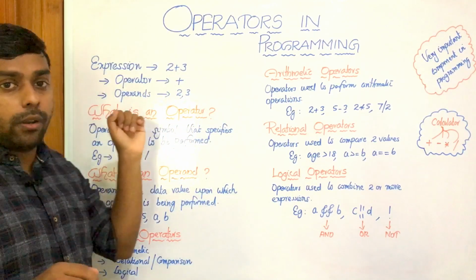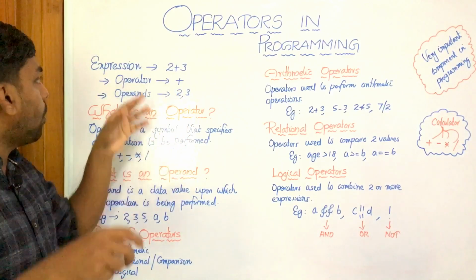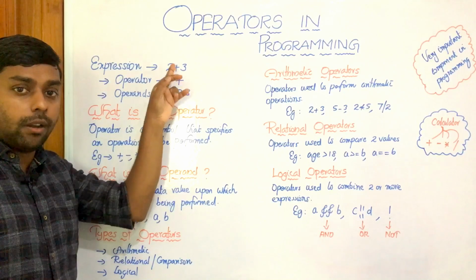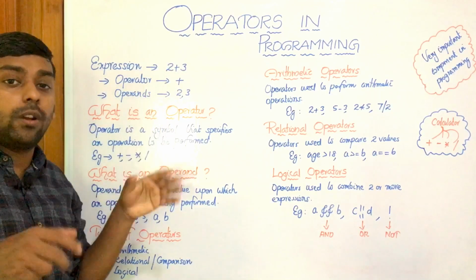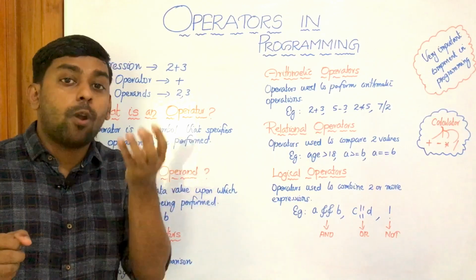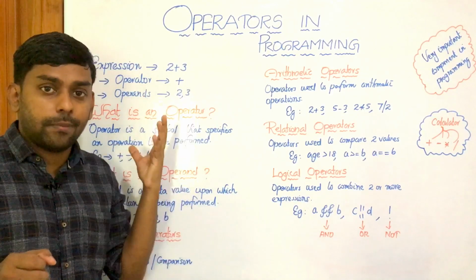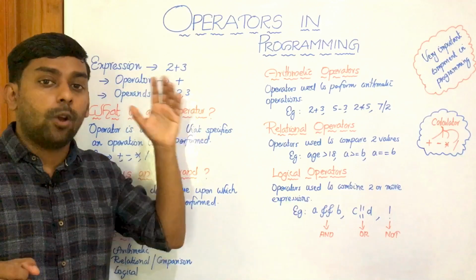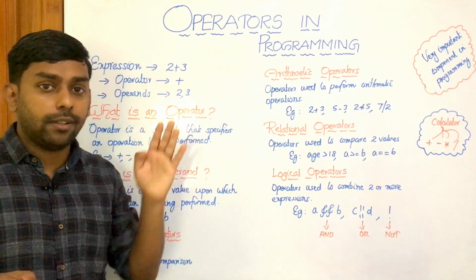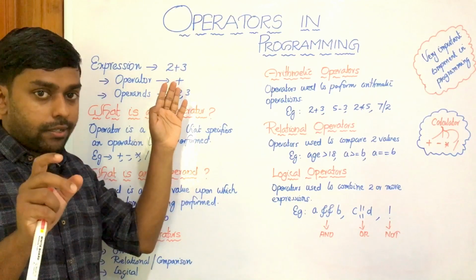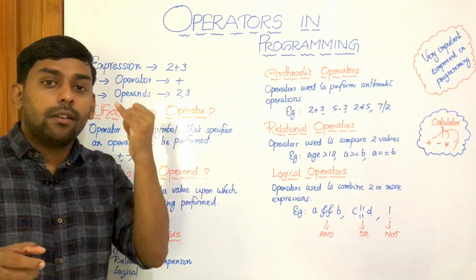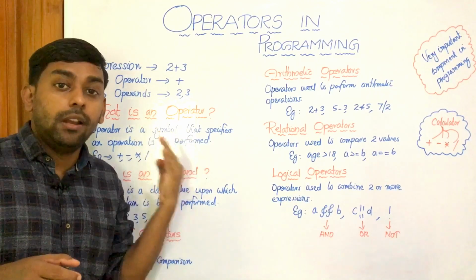Operators in programming. Before discussing operators, we discussed what an expression is. It's 2 plus 3, where plus is the operator, and 2 and 3 are the operands. An operator is a symbol that specifies an operation to be performed. Here it is plus. And 2 and 3 are the operands, the data values upon which the operation is being performed. Then we have seen different types of operators: arithmetic, relational or comparison, and finally logical operators.